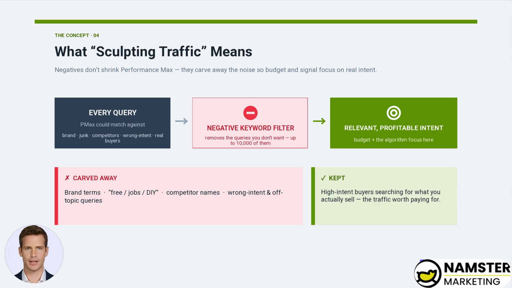By carving away brand terms, low-intent searches, and off-topic queries, you ensure that the traffic you keep consists of high-intent buyers searching for exactly what you sell. This is traffic worth paying for. Sculpting ensures that the signal the algorithm receives is clean, allowing the machine learning to learn from success rather than from accidental or low-value clicks.